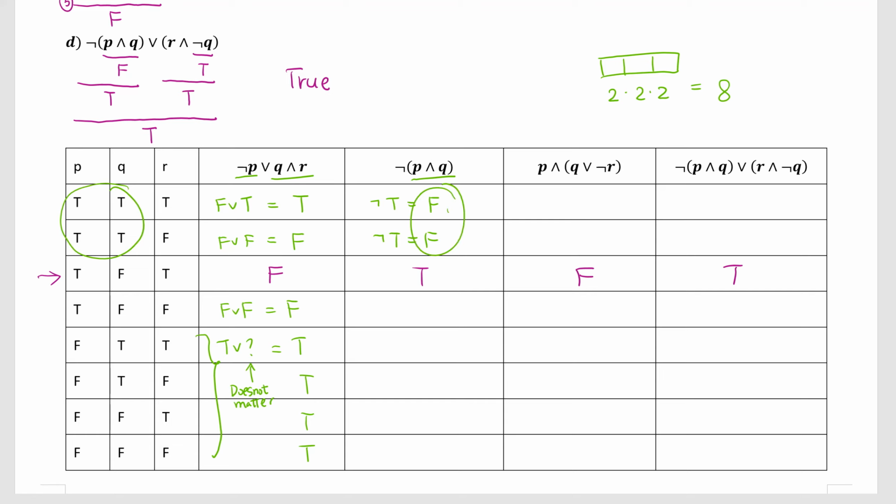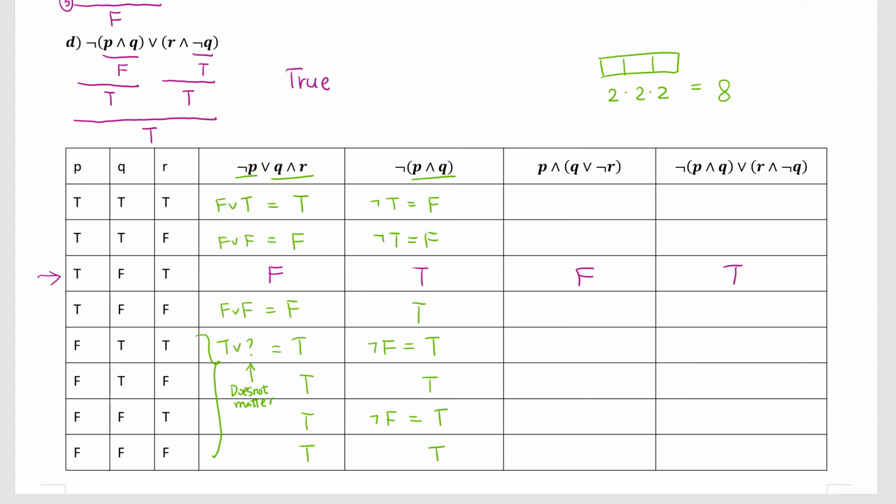Because both of them are the same, this answer will be the same as the top one. And these 2 are the same, these 2 are the same, so you expect the answer to be the same for these 2. Here, P and Q: false and true is false, but not false is true. And here is the same as that one. And then here, false and false is also false, so not false is going to be true. So then this one is the same. So far so good, everybody?